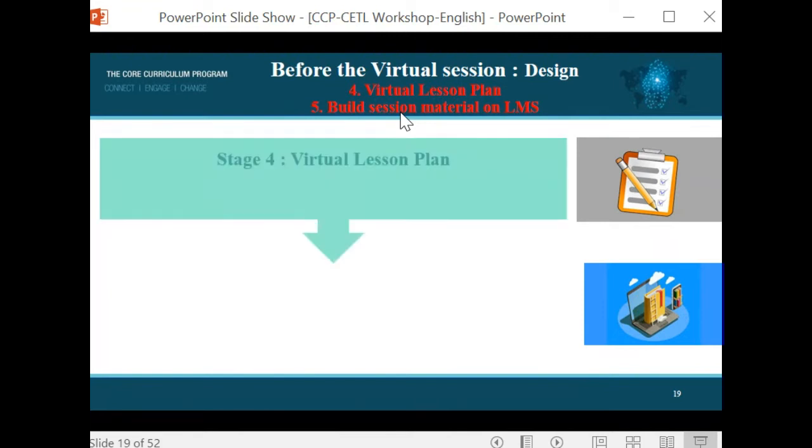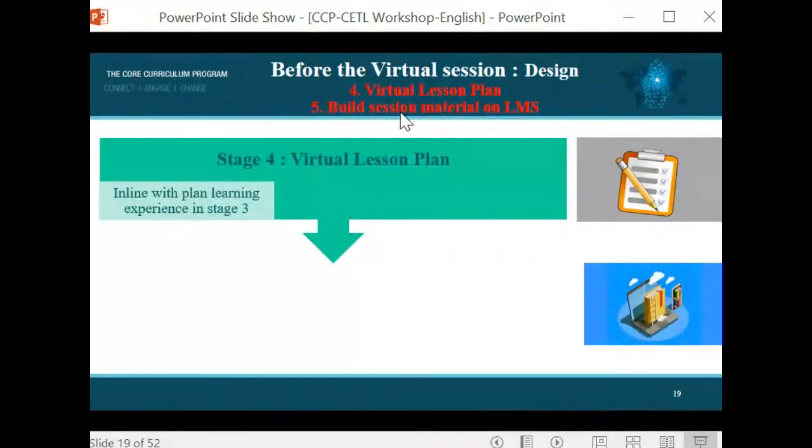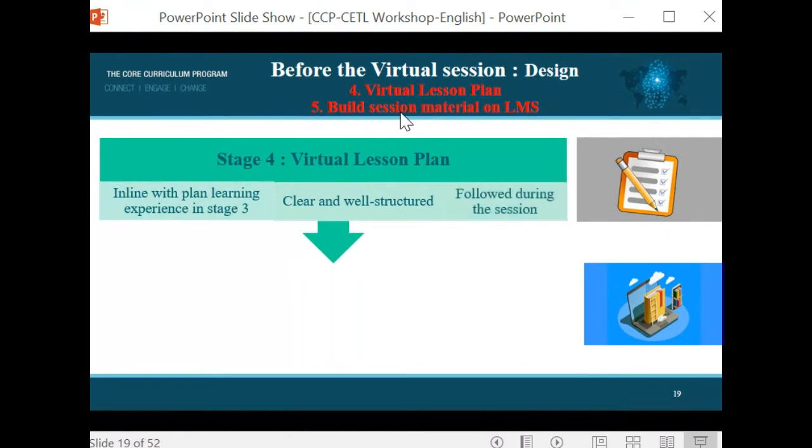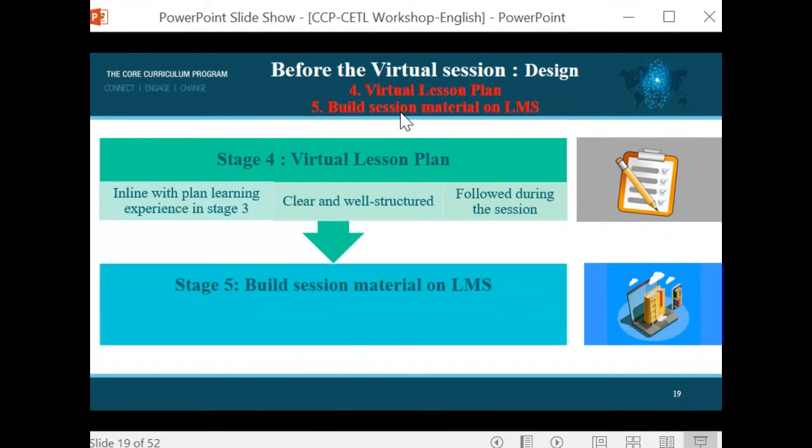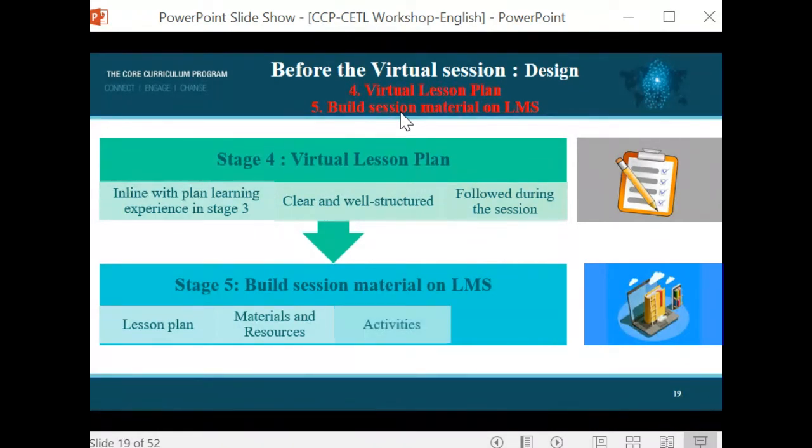The prepared lesson plan was, of course, based and in line with the learning experience plan in stage 3. It was clear, well structured, of course, and it was followed during the virtual session. Finally, and for stage 5, all the session material was built on the LMS, which is the learning management system. In our case, it's Blackboard. It includes, as we mentioned before, the lesson plan, the materials and resources, slides, videos, etc., the activities, and the homeworks. The more we are informative to students, the better it is.